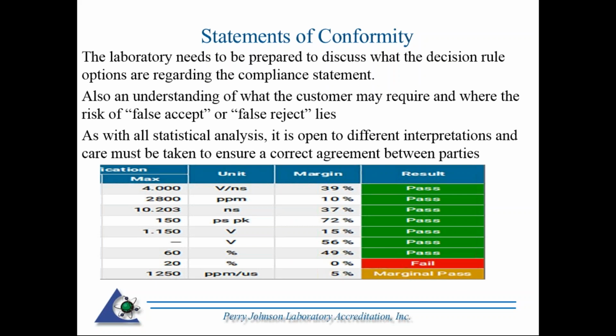So whatever the case may be, the laboratory needs to be prepared to discuss what the decision rule options are regarding the compliance statement. Also, an understanding of what the customer may require, where the risk of false accept or false reject lies. As with all statistical analysis, it's open to different interpretations and care must be taken to assure a correct agreement between parties. So basically, for calibration, typically you'll see the K factor, K equals 2, or a 95% confidence interval. Is that acceptance of that confidence interval and the probability of a 5% false acceptance agreeable with the customer? May very well be. There are some instances where perhaps that risk would be too high.